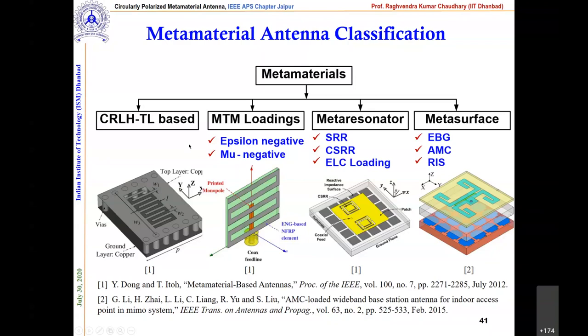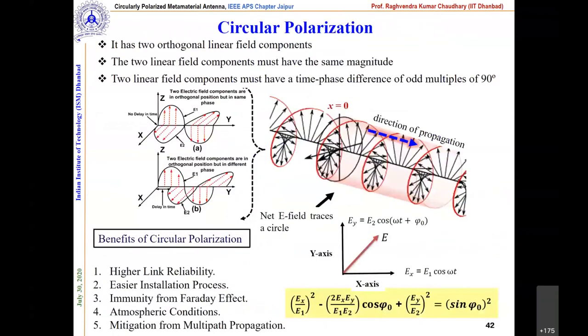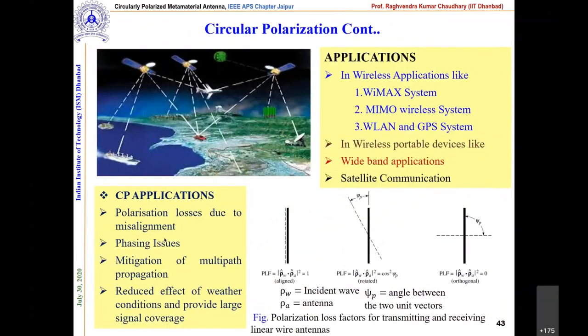So let us try to understand circular polarization, and why it is important. First, we should know the conditions: it has two orthogonal components, the magnitude should be the same, and it should have a time phase difference of odd multiples of 90 degrees. This is the condition we are supposed to manage in the structure. It provides higher link reliability, immunity from Faraday's effect, atmospheric conditions and so on. Polarization losses can be neglected, you can minimize fading issues, and it mitigates multipath propagation.